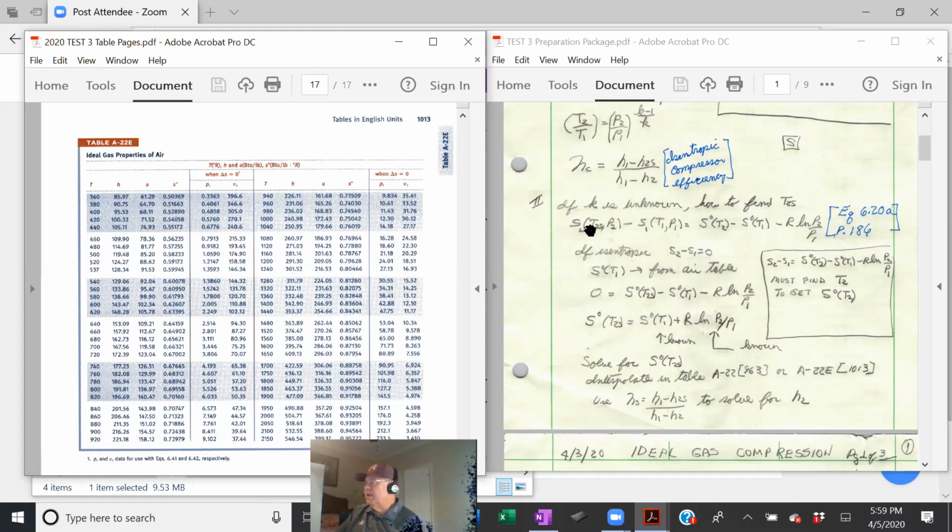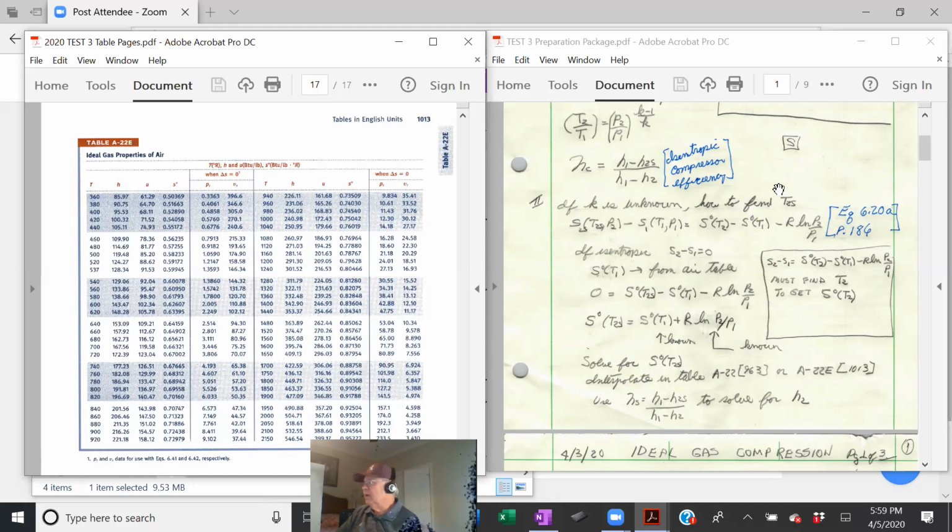Now, if we're looking for S0, we're trying to find T2S. And I probably should have put an S right here. And we know the entropy is constant. So what we can do, we know T1, so we can look up S0 of T1. We know P1 and P2, so we know these, and we know R for the gas, for air is 0.06855 BTUs per pound mass degrees R.